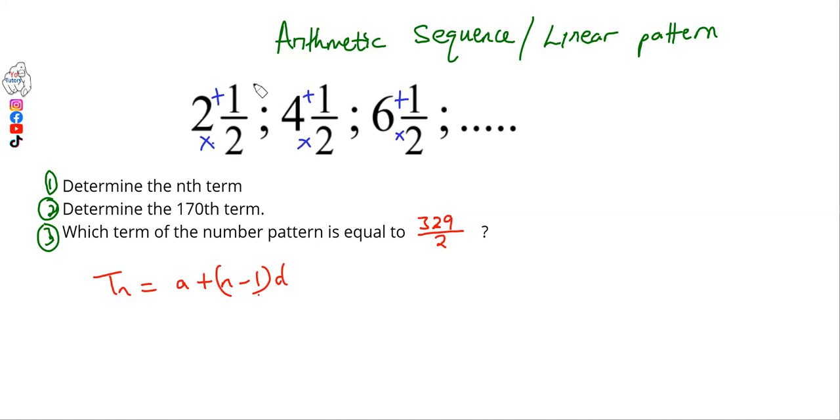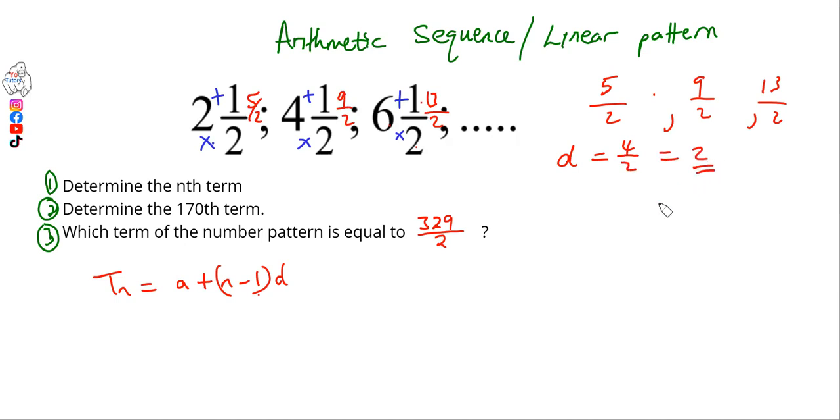If we do that on top here, we're going to find new values. 2 times 2 is 4 plus 1, 5 over 2. Then 2 times 4 is 8, plus 1 is going to be 9 over 2. Then 2 times 6 plus 1 is going to be 13, so it's 13 over 2. Now we've got 5 over 2, then 9 over 2, then 13 over 2. Once we have the same denominator, we just need to worry about the numerator. So 9 minus 5 gives us 4. 13 minus 9 gives us 4. So the common difference d is going to be 4 over 2, which gives us 2. So the common difference here is 2.